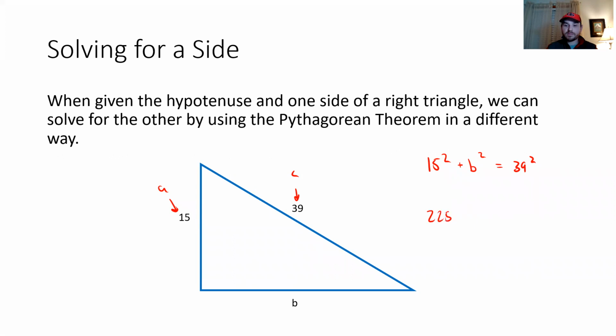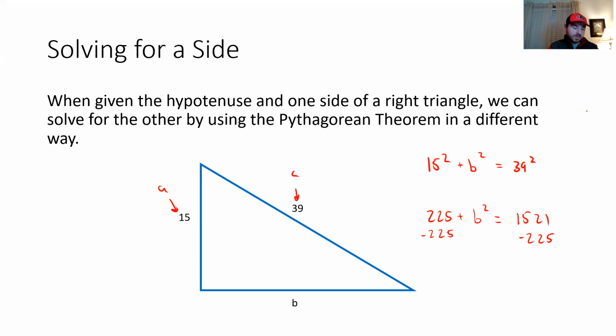We get 225 plus, we still don't know what b is, so we just bring this down, equals, and then 39 squared, I should have already had this calculated out, is 1,521. Now here's where things get a little bit trickier. We need to figure out a way to get rid of this 225. Since it's being added to b squared, we can just subtract it. And whatever we do to one side of the equation, we have to do the other. So we bring that over here.